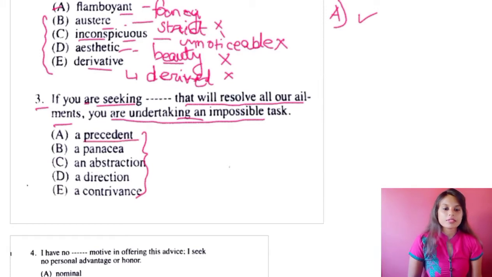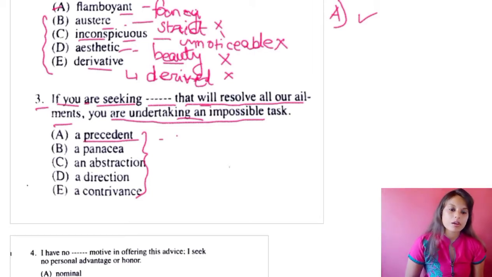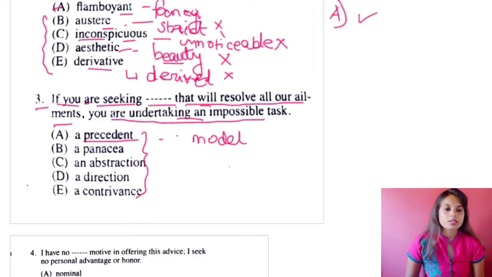First is precedent. If you are seeking a precedent that will resolve, okay, precedent means a model or an example or a pattern, you can say. So this won't go, because you cannot seek a model. Okay, you cannot seek a pattern or an example. You cannot seek or find precedent. So I'm crossing it out.